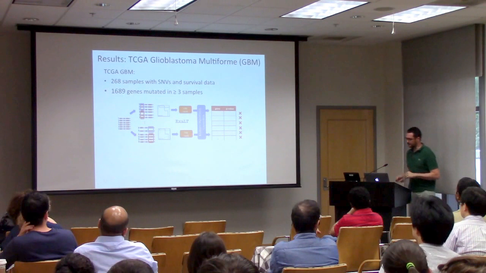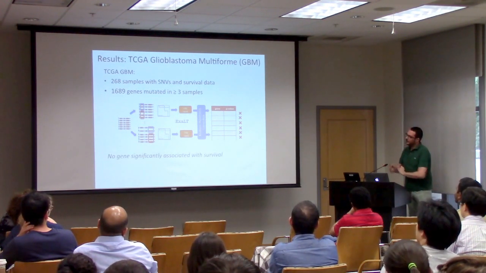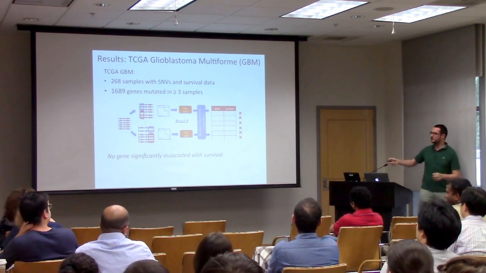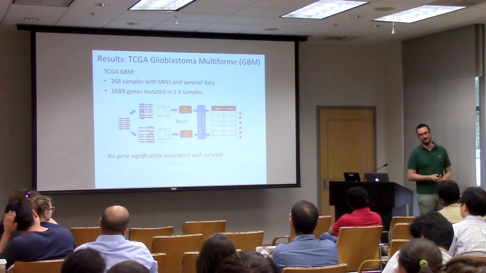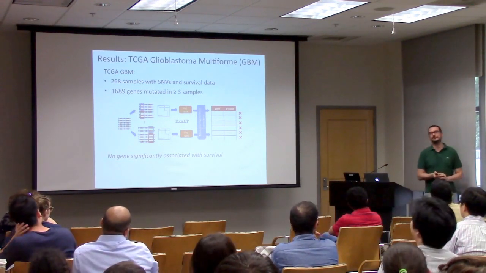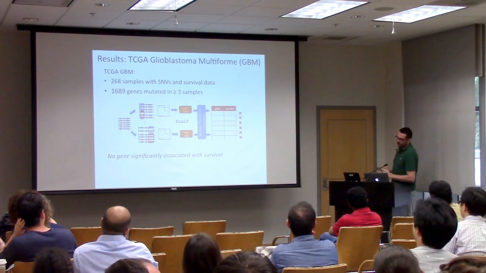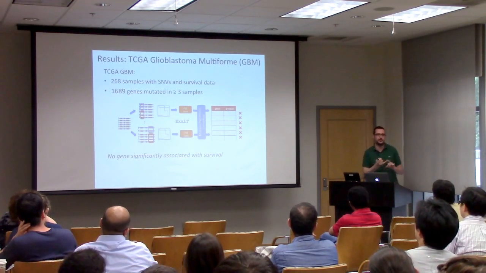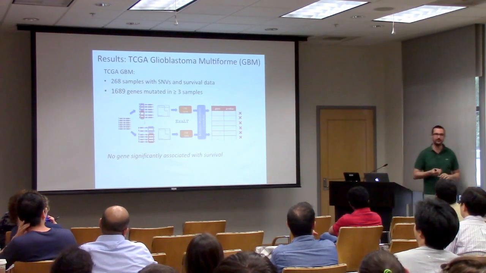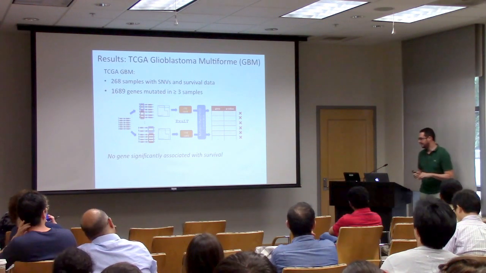So that's the result of 2 years of work. And at the end, we run everything, and we get no gene with significance associated with survival. Okay, so what's the conclusion? Well, first, it wasn't a great project to work on. It was a lot of fun. I've learned a lot. I think it was a very good project.